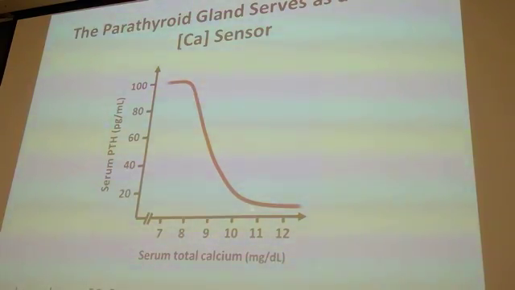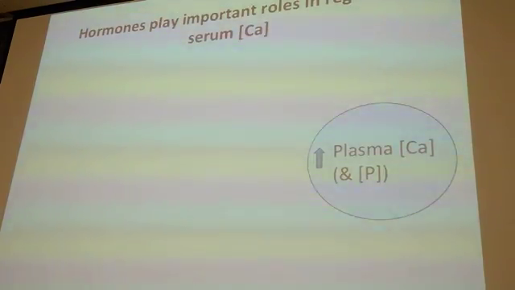And this is where we want to be, right around here, 9 to 11, which is the region with the most dynamic range at this threshold point of parathyroid hormone. So low plasma calcium releases parathyroid hormone. The parathyroid hormone is released in response to low calcium.